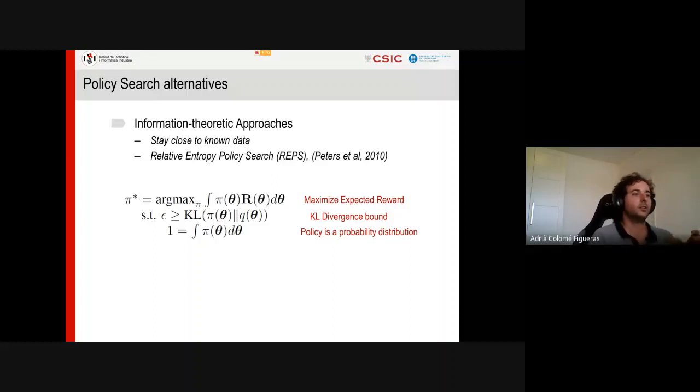So basically, the Kullback-Leibler divergence between two probability distributions is a non-symmetrical indicator. If we switch the order of these two terms, the value will be different, but it indicates how different two probability distributions are. And what this is telling us is that this q of theta is the current policy, and this pi of theta is the new policy. So what we are saying here is that we want the new policy not to be far away from the current policy, up to a threshold epsilon that we can set.